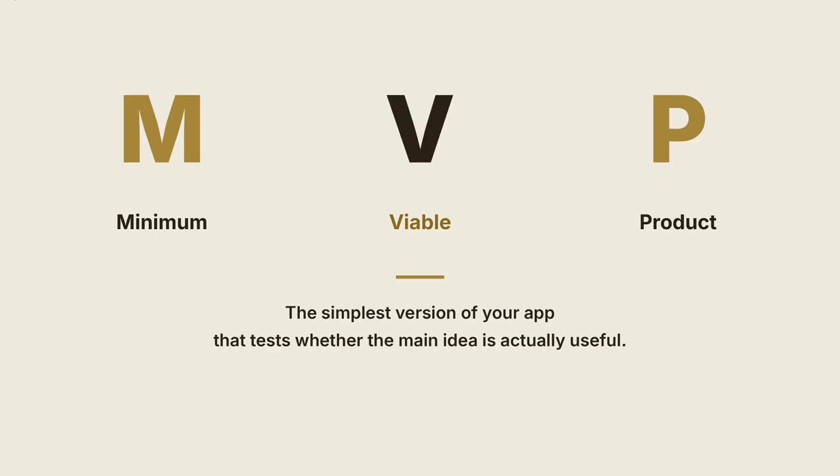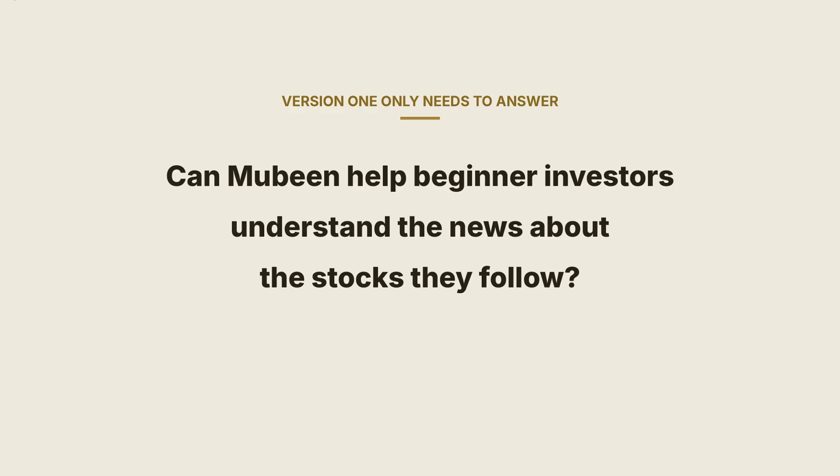Once you understand the main flow, the next step is to define your MVP. MVP stands for minimum valuable product. It's the simplest version of your app that lets you test whether the main idea is actually useful. It does not need every feature you can imagine. For the first version of Mubeen, we are not adding trading, connecting accounts, recommendations, or advanced charts. It only needs to answer one question: can Mubeen help beginner investors understand the news about the stocks they follow?